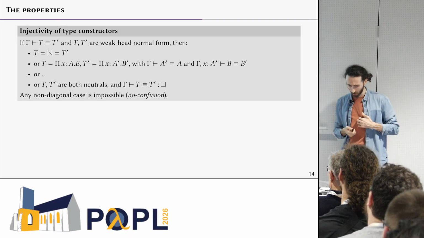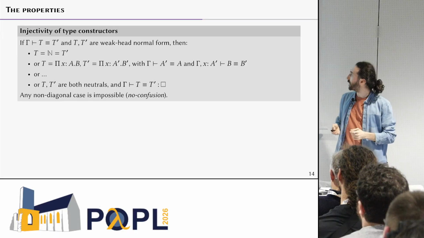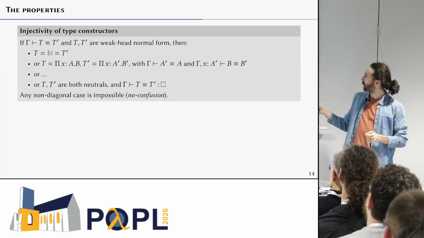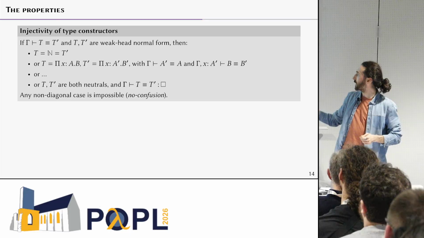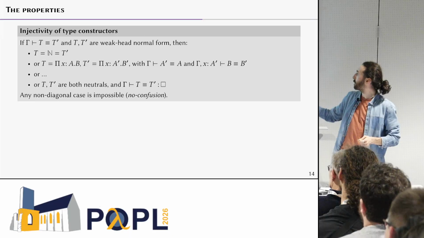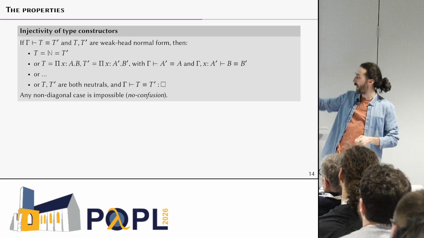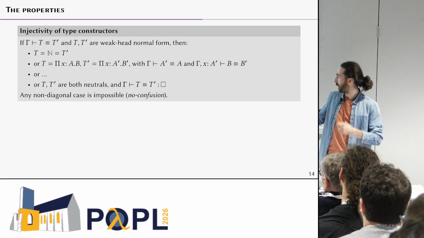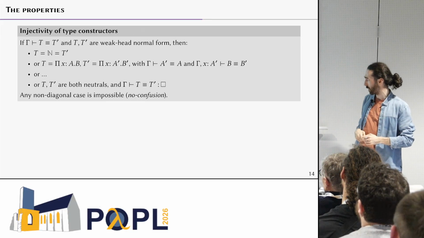And just for those who want to see big symbols, these are the sort of properties you want. So this injectivity of type constructors says something like, if you know that two types are definitionally equal, convertible, and they're both in weak head normal forms, then you have a long list of things, but the point is that you have to be on the diagonal. So either they're both nats, or they're both pi types, and then the domains and the codomains are recursively convertible, etc. for each of the possible types in your system, or both of them are neutrals, and then they're convertible somewhere lower down. I'm going to come back to these neutrals in a moment.